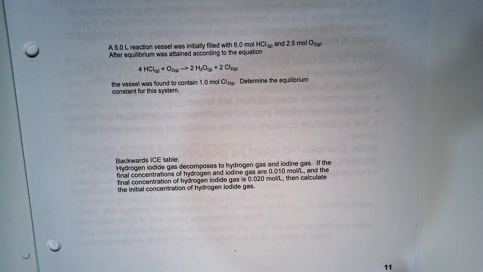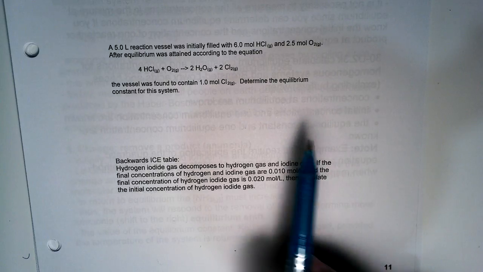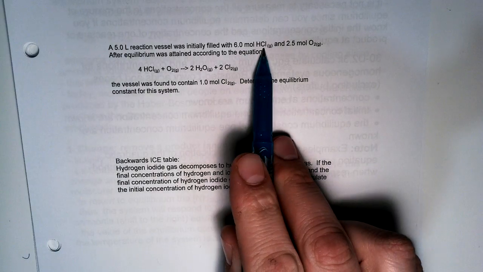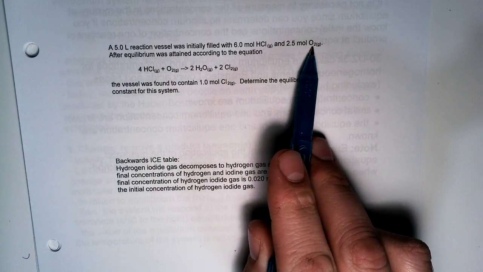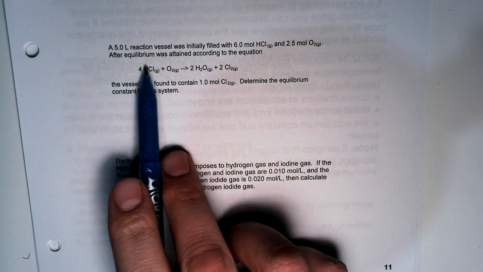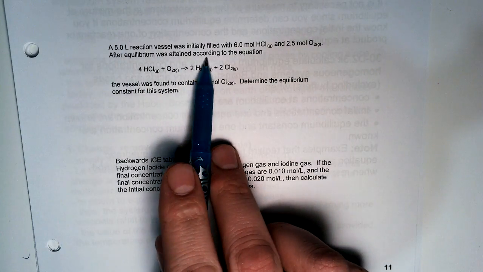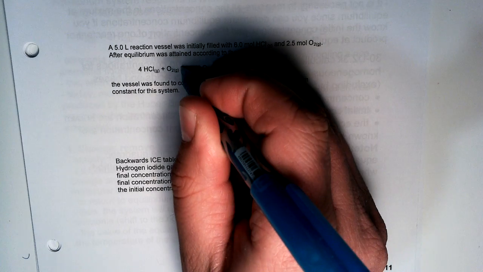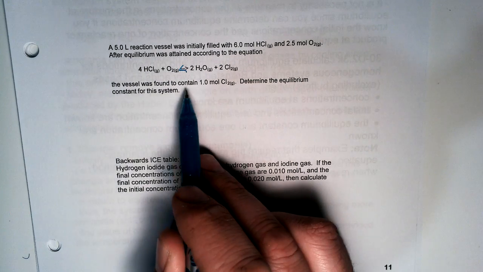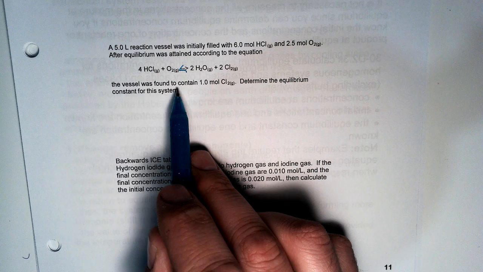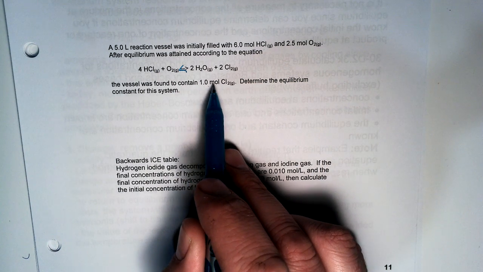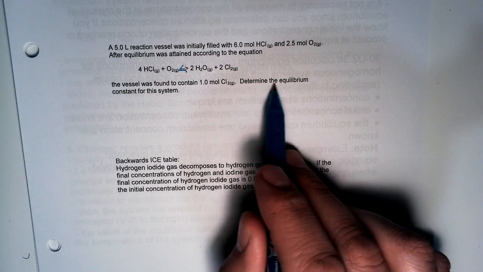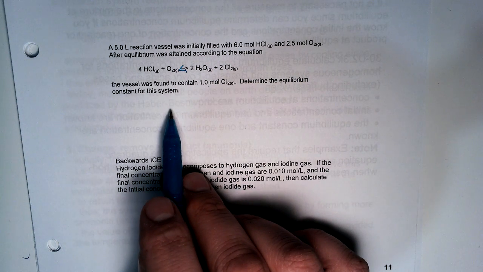All right, got a couple more examples here. Okay, so the next one, we have 5-liter reaction vessels filled with 6 moles of HCl and 2.5 moles of oxygen. Okay, at equilibrium, it was attained according to this equation. So this is our equation. This should be a two-sided arrow. Okay, and at equilibrium, the vessel is found to contain 1 mole of chlorine, or Cl2. Determine the equilibrium constant for this equation.